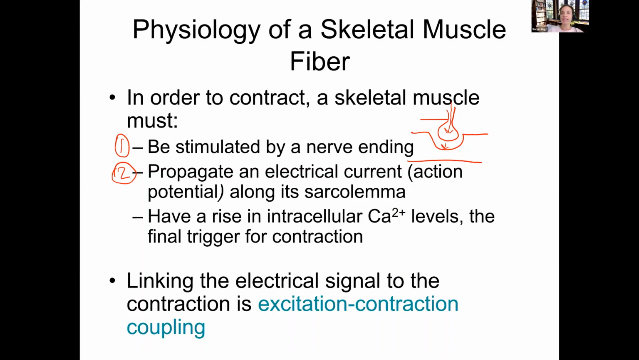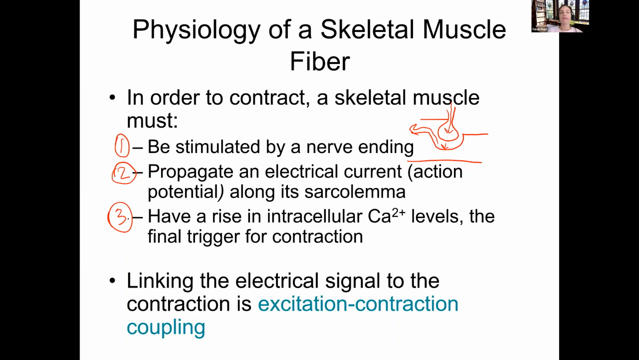That has to happen. And then our step number 2, it has to be able to spread down the sarcolemma. And then the last one is you have to have a rise in calcium levels inside that muscle fiber. That's going to trigger the sarcomere to get shorter and the muscle cell will get shorter. So that's our number 3. So we are truly walking through muscle physiology in those 3 steps.